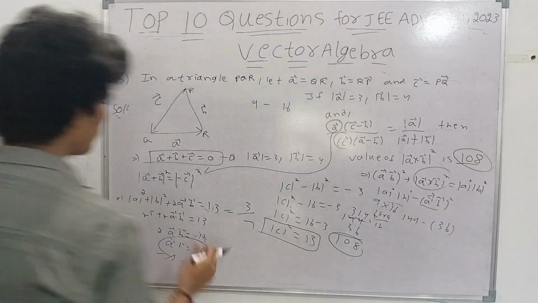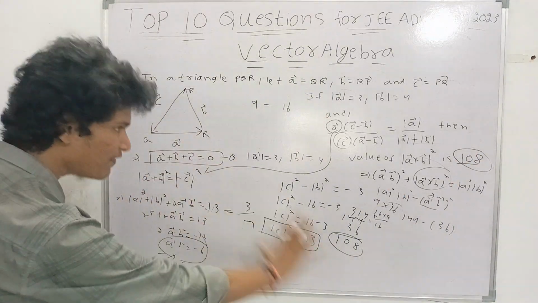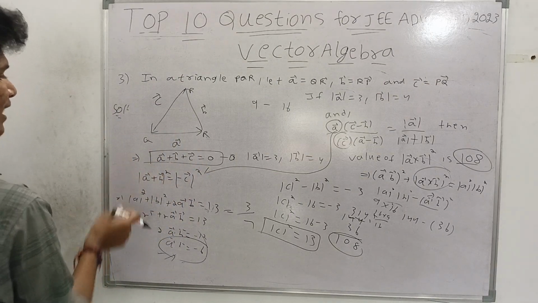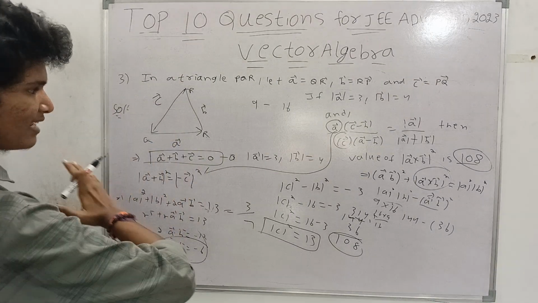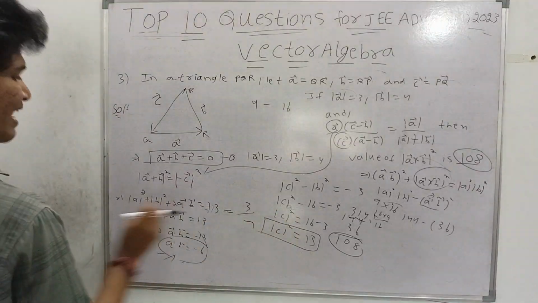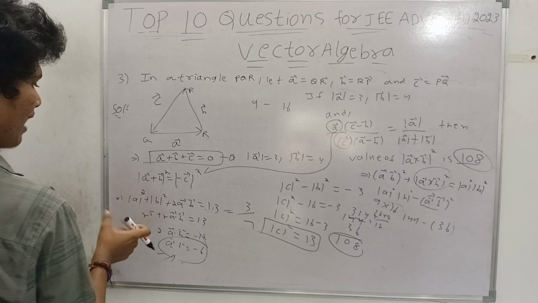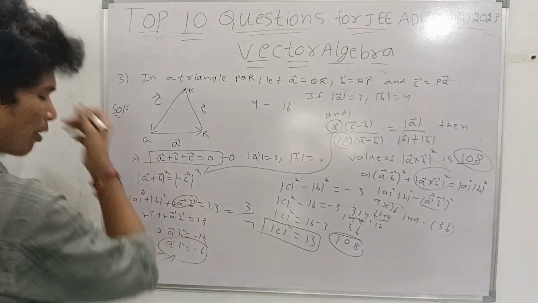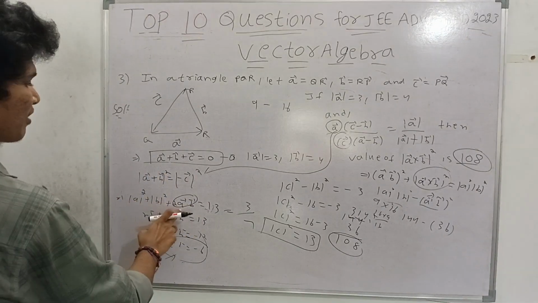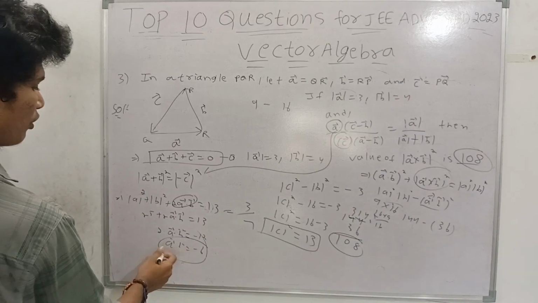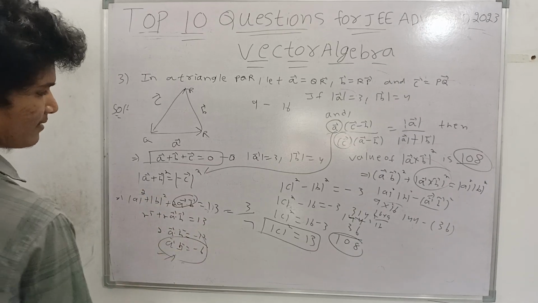Like this you can do. You have to use this for everything. A plus B plus C equal to 0. This is a triangle property. What I did was shift the C vector to the right side, apply the magnitude on both sides and square it. By using the square property, we easily get mod A square plus mod B square plus 2 A dot B equal to 13. And by using this, we find A dot B equal to minus 6.